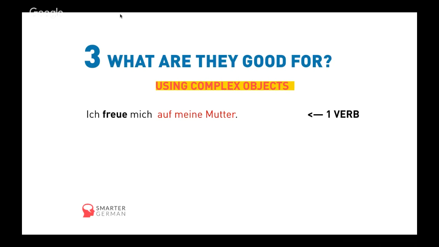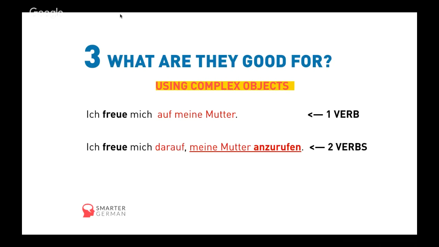Now, a complex object is an object that contains a verb in itself, so that the overall construction here has two verbs. Ich freue mich and anrufen. And with these two, I cannot have them in the same sentence, because whenever you have two verbs and both verbs have a full meaning, like ich freue mich means I'm looking forward to, and anrufen means to call, they cannot be in the same sentence in German. So you need to put a comma somewhere and express it this way.